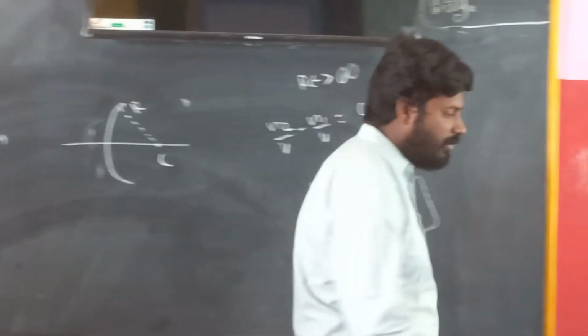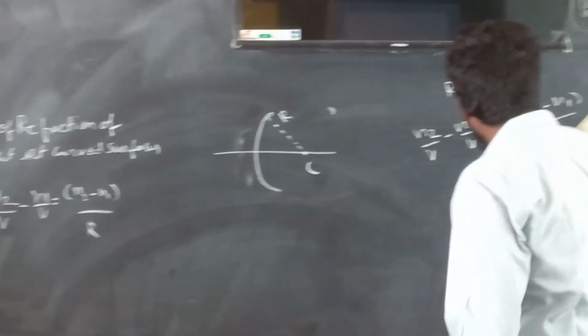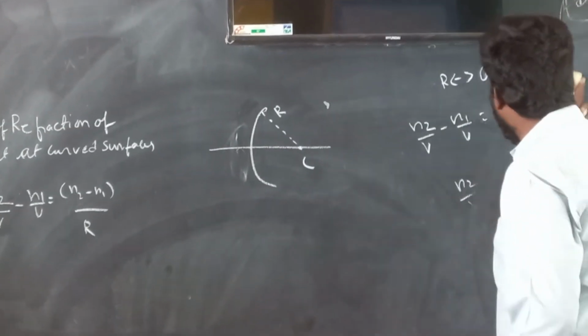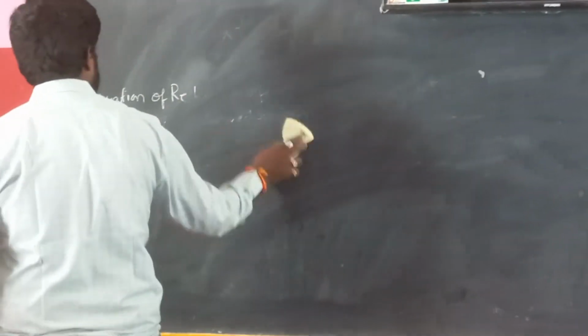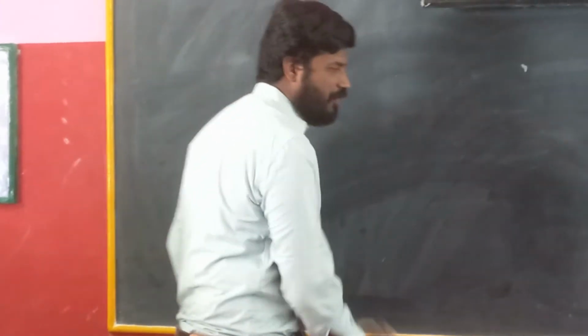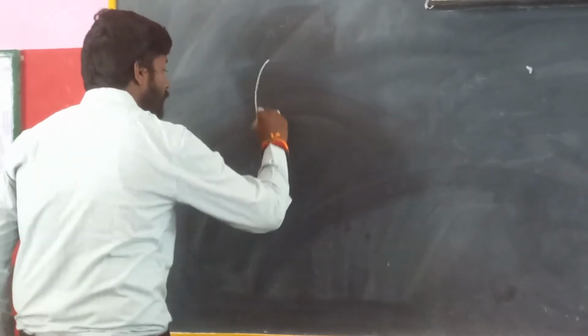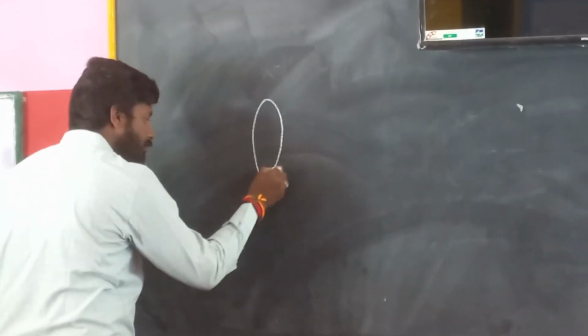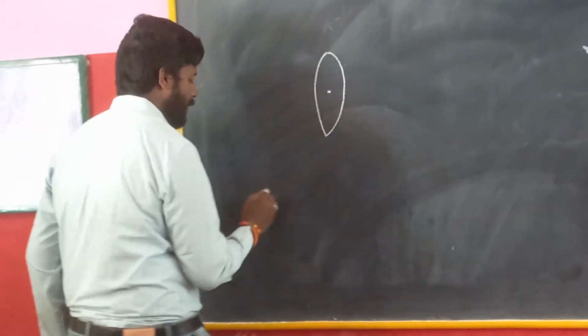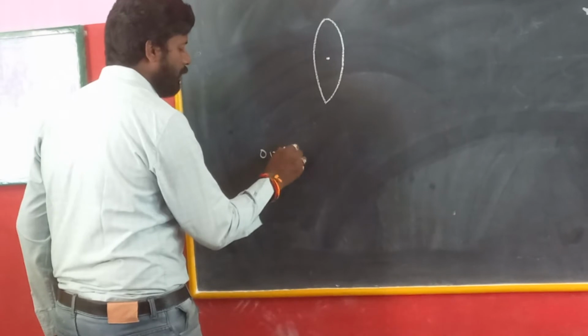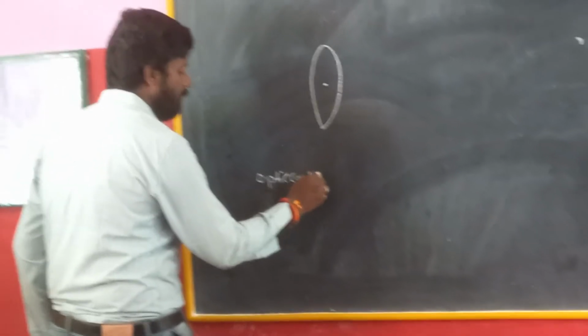And let us study about focal length. Up to now, we confined our study by considering a curved surface. We are going to study in this class by considering a convex lens. The midpoint of this lens is called the optic center.